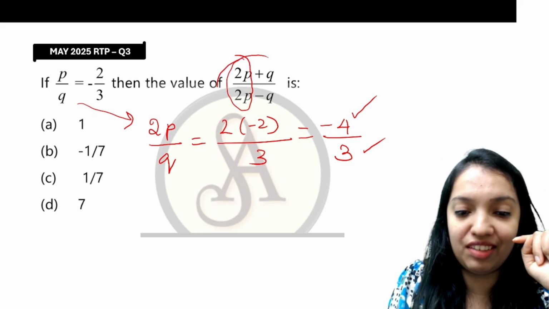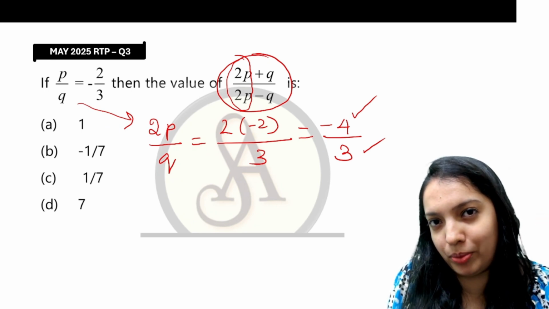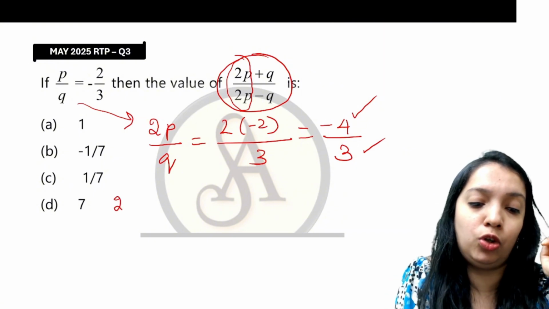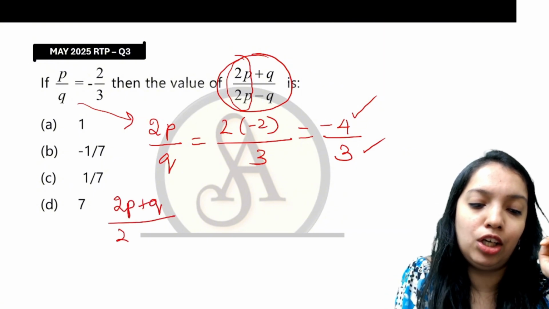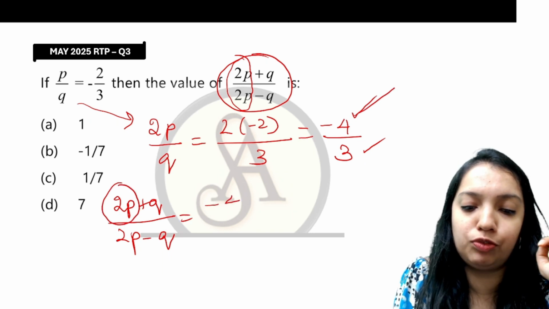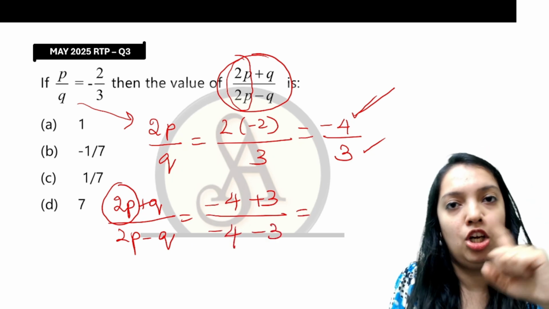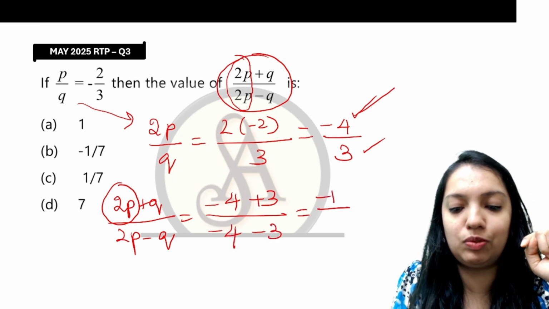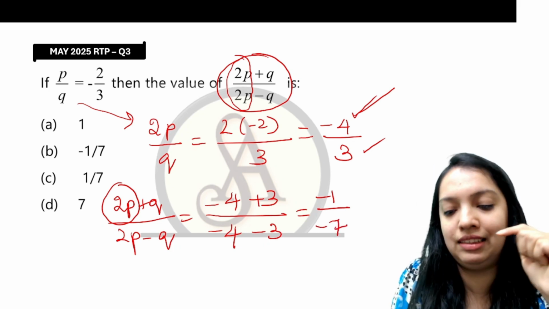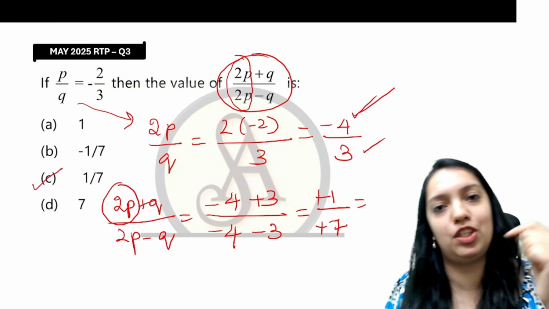Now what have they given in the question? This looks like componendo and dividendo. Do you remember componendo and dividendo? a plus b by a minus b. Similarly, 2p plus q divided by 2p minus q. Now what is the value of 2p? Minus 4 plus 3 divided by minus 4 minus 3. So the numerator value will become minus 1, the denominator value will become minus 7. Minus by minus, I can cancel this, the value is going to be 1 by 7, which is option C.